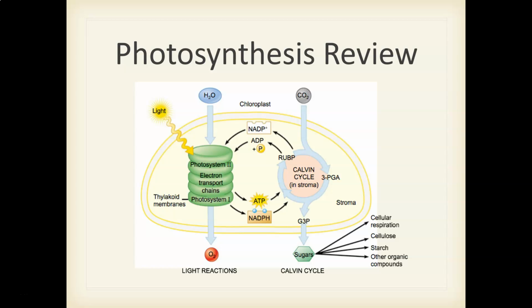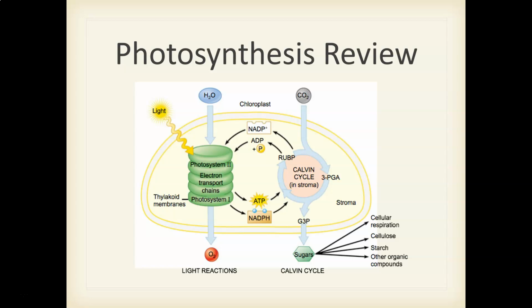So, let's take a step back and review the big picture of photosynthesis. This diagram does a really nice job of showing where the major reactants go in, where the major products get produced, and where those two major processes of photosynthesis take place. We use photosystem 1, photosystem 2, and those electron transport chains. These are the light reactions.